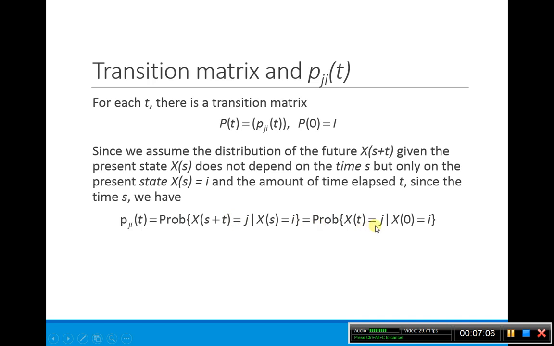It's going to transition to state j after t units of time. So we really can think about this as at some initial time we're in state i. After t units of time we transition to state j. So the s really doesn't play a part here, so we can just ignore that, and think about whatever state we're in as our initial state.